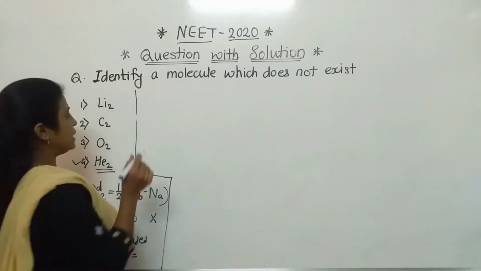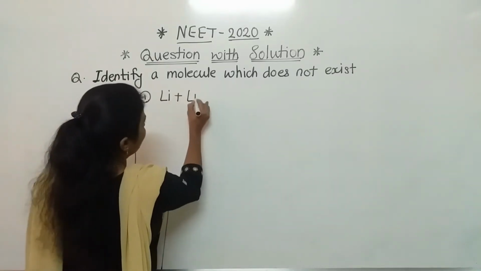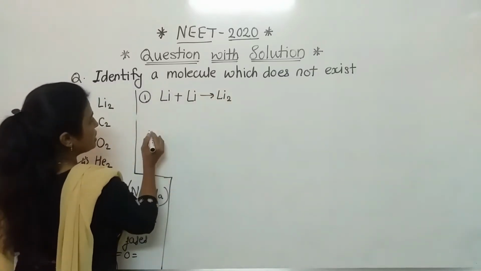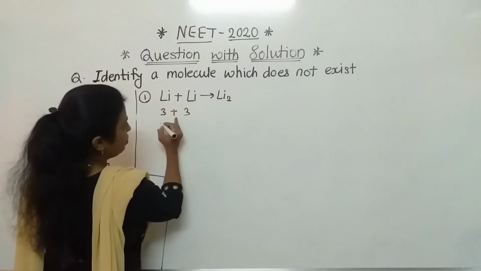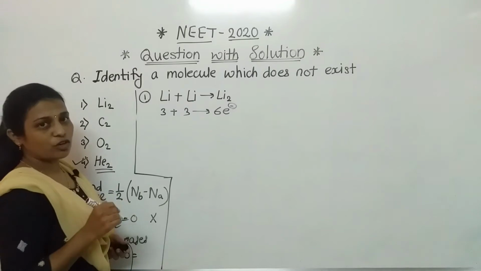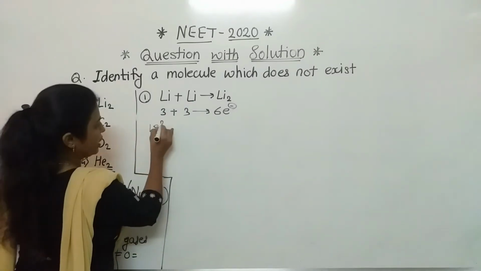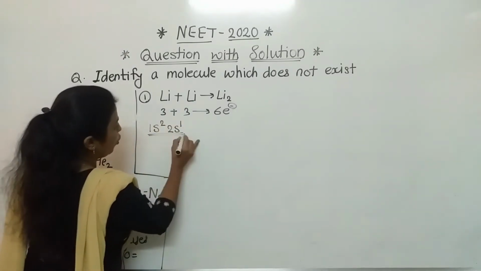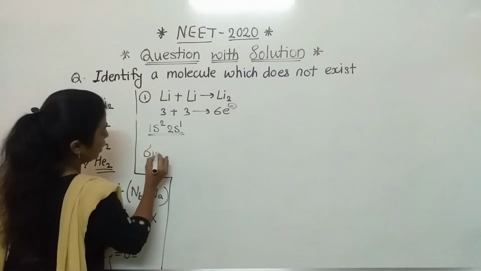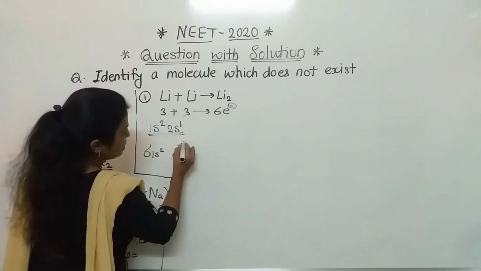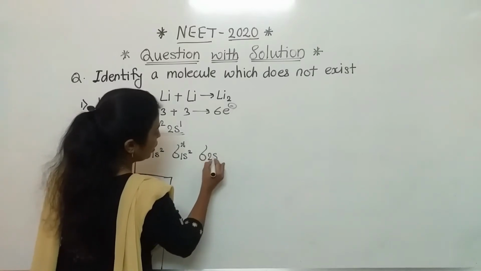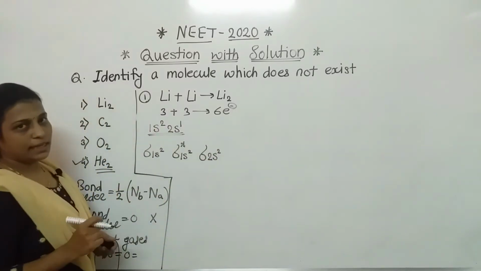So the first one is lithium. Now see, when one lithium atom combines with another lithium, Li2 is formed. Lithium's atomic number is 3, meaning 3 electrons combine with another 3 and there is a formation of 6 electrons. The electronic configuration is 1s2, 2s1. So the molecular orbital electronic configuration will be sigma 1s2, sigma star 1s2, next sigma 2s2. So this is the electronic configuration.